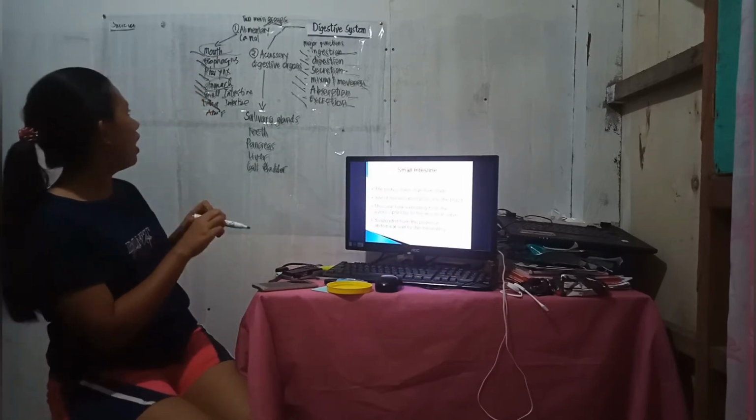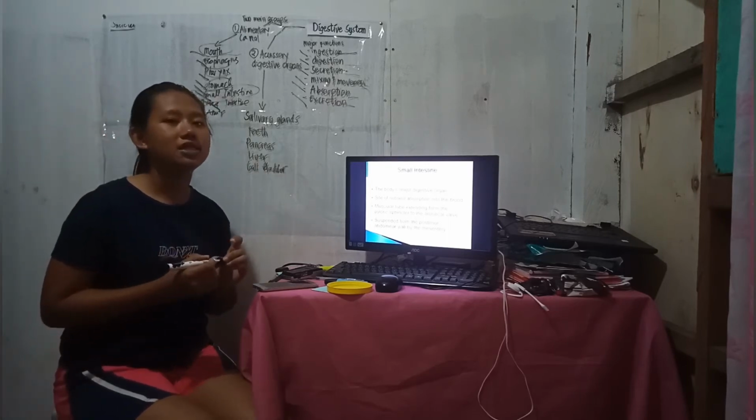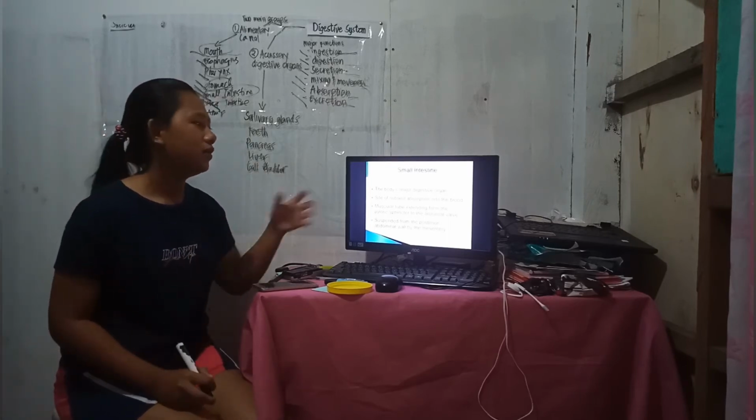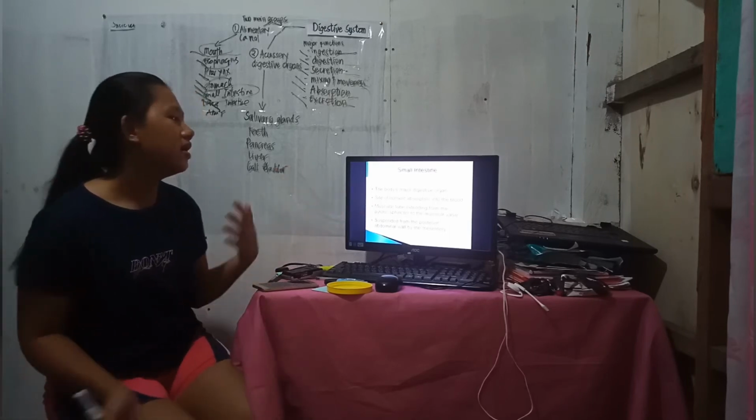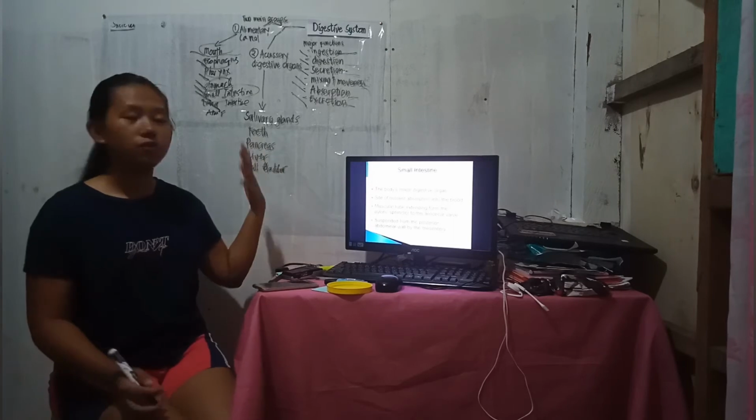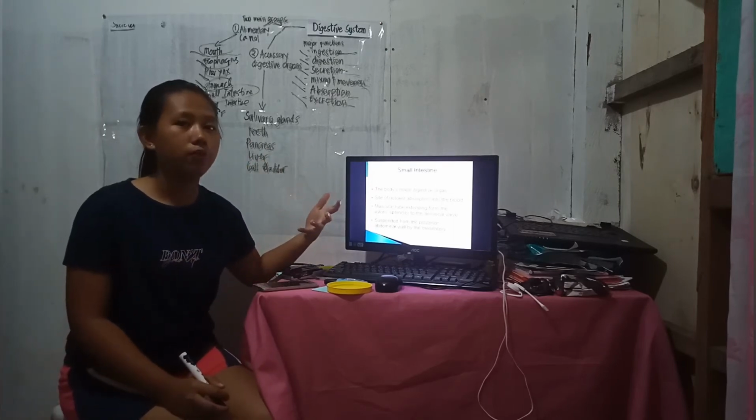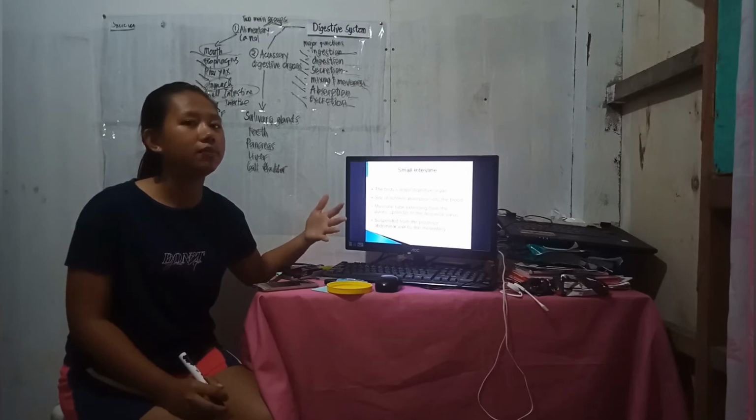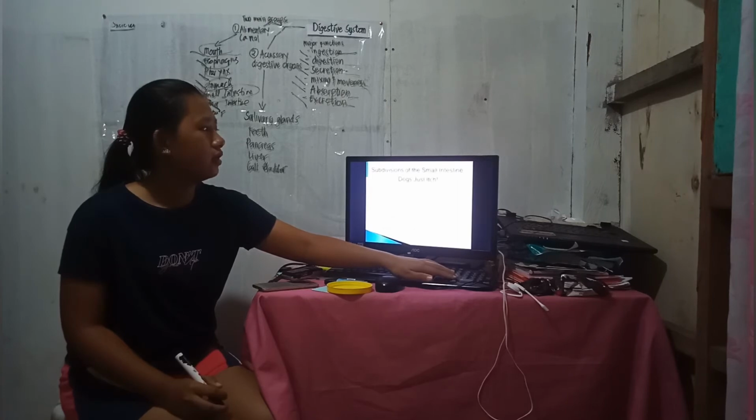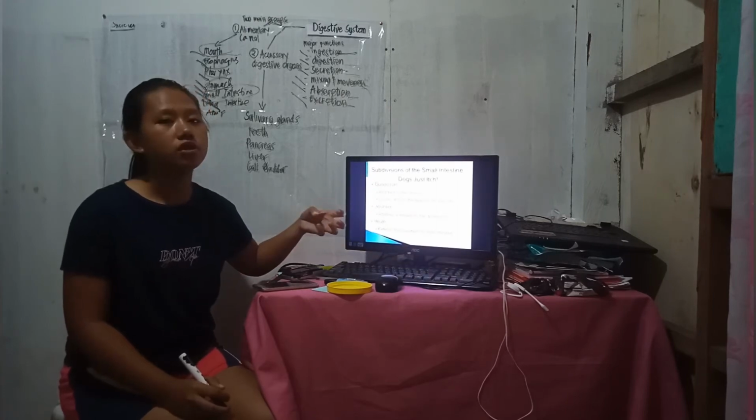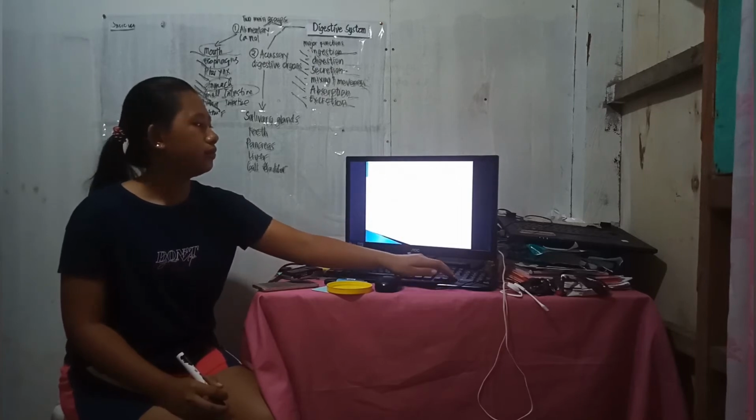So next we have the small intestine. The small intestine plays a big role because it is the body's major digestive organ. Why? Because it is the site of nutrient absorption into the blood. The small intestine absorbs the nutrients that are needed by the body. There are three subdivisions: the duodenum, jejunum, and ileum.